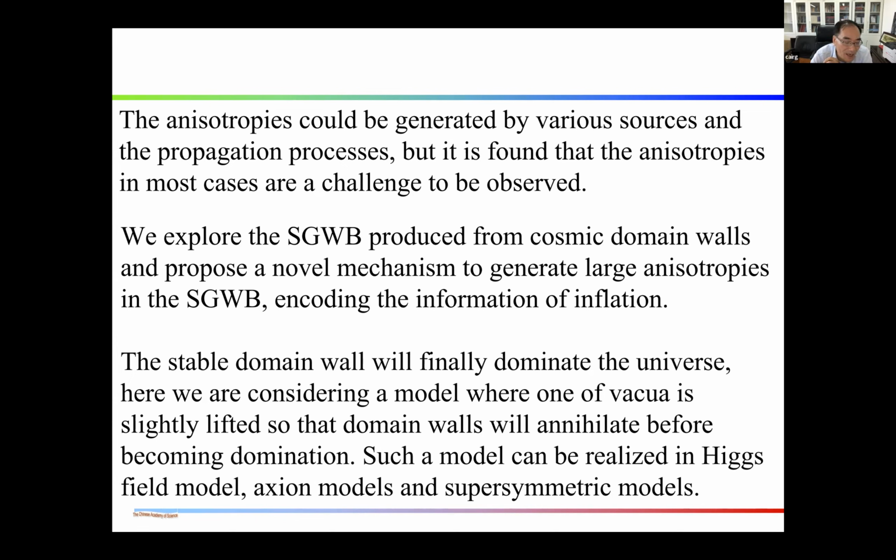As I mentioned before, the stable domain wall will finally dominate the universe. So we have to consider a model where one of the vacua is slightly lifted so that the domain wall will annihilate before it becomes dominant. Such a model can be realized in many models, for example, in the Higgs field models, axion models, and some supersymmetric models.